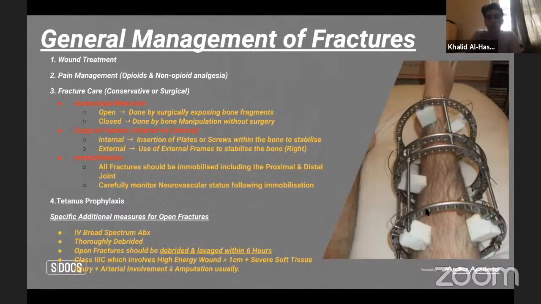Immobilization. All fractures should be immobilized, including the proximal and distal joints. If you have a fracture, for example along the forearm, you would want to immobilize the wrist and also the elbow. Carefully monitor neurovascular status following immobilization. It's always important to make sure that there is no arterial, venous, or nerve injury. It's more serious when things involve arterial or nervous injury.